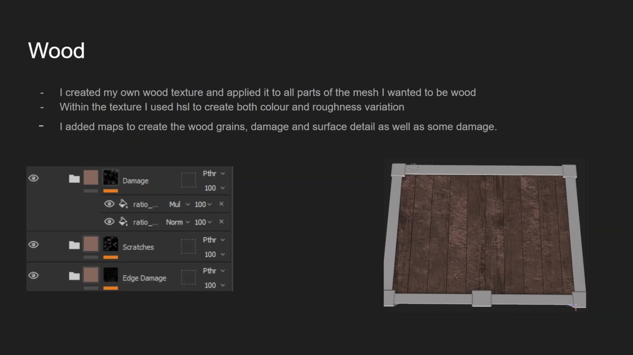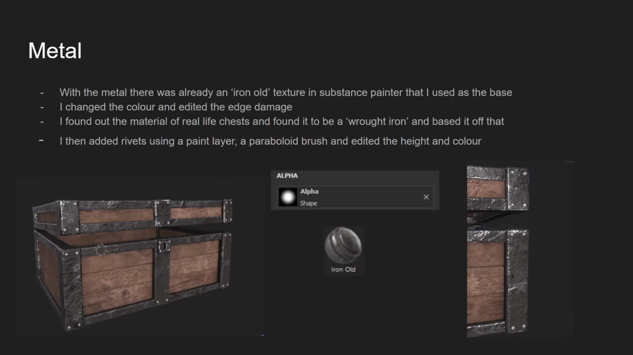I made my own wood texture smart material, which included wood grains, damage and surface detail, as well as colour and roughness variation. When it came to the metal, I researched what the chest would have been made out of and found out it was a form of iron. I then used the iron old texture that was in Substance already and changed the colour and the edge damage. I also then added rivets in a paint layer using the paraboloid brush and edited the height and colour as well.